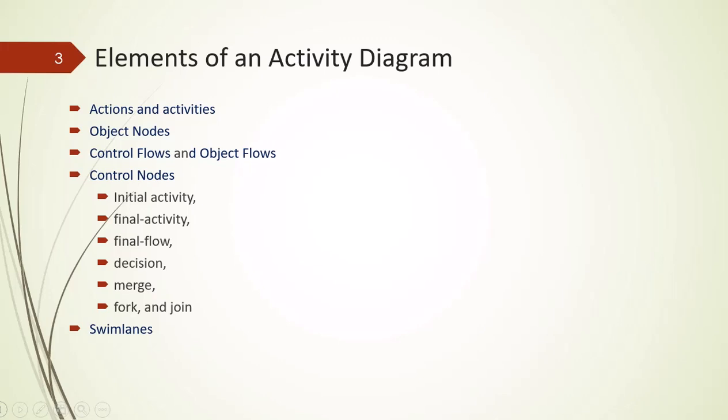Elements of activity diagram: actions and activity, object nodes, control flows and object flow. And these are the control nodes: initial activity, final flow, decision, merge, fork and joining, and swim lanes. So we will cover all these elements in this video lecture.